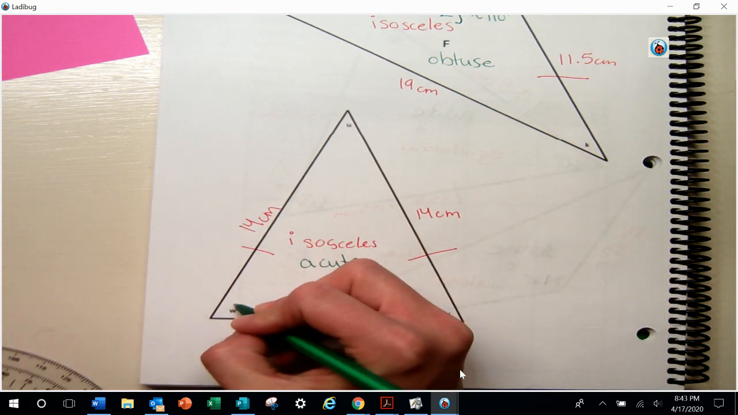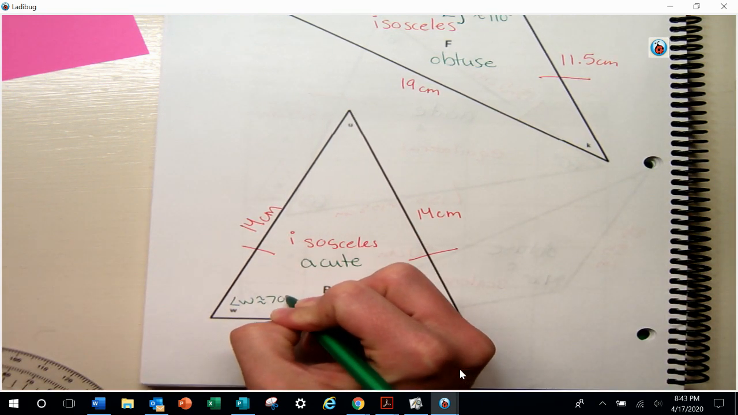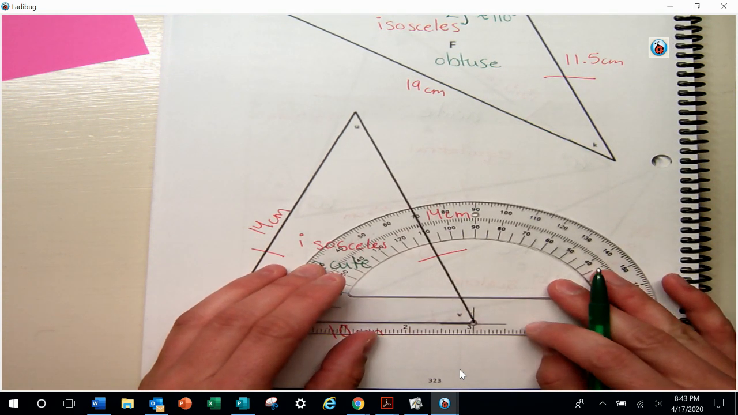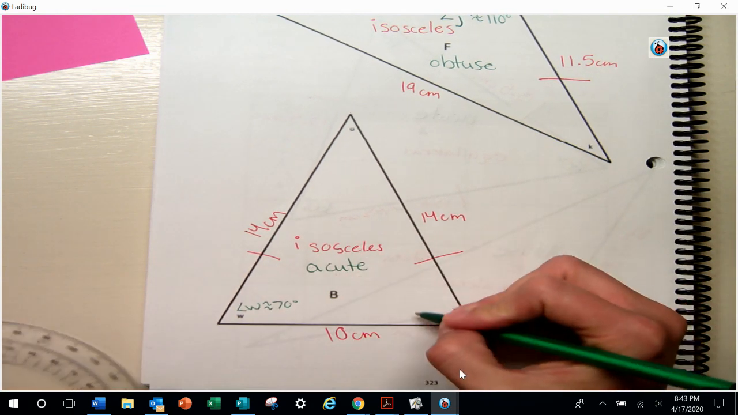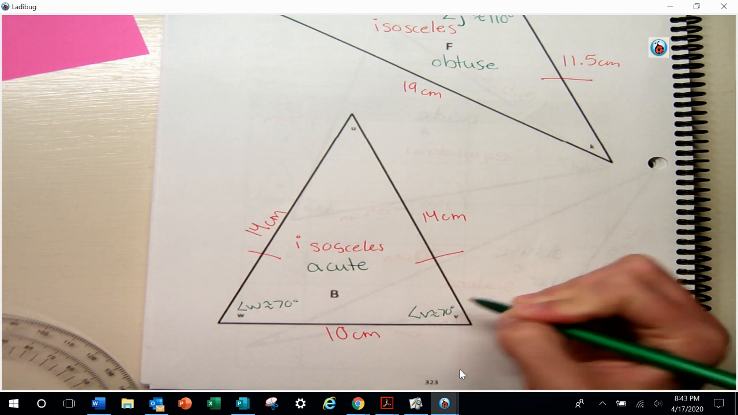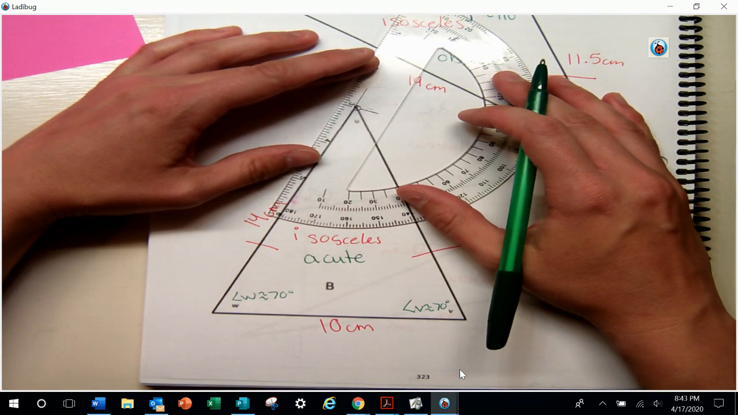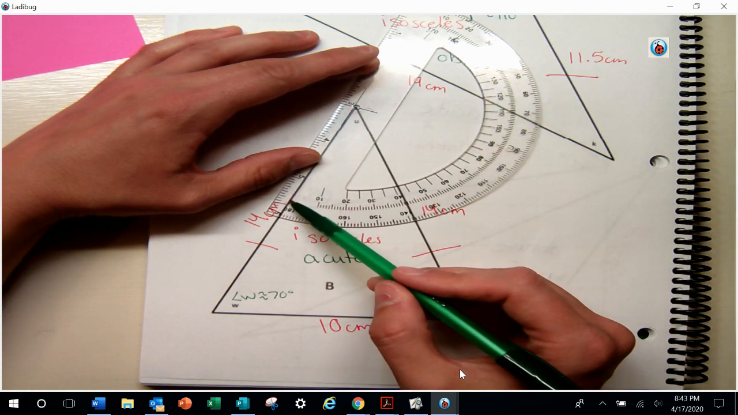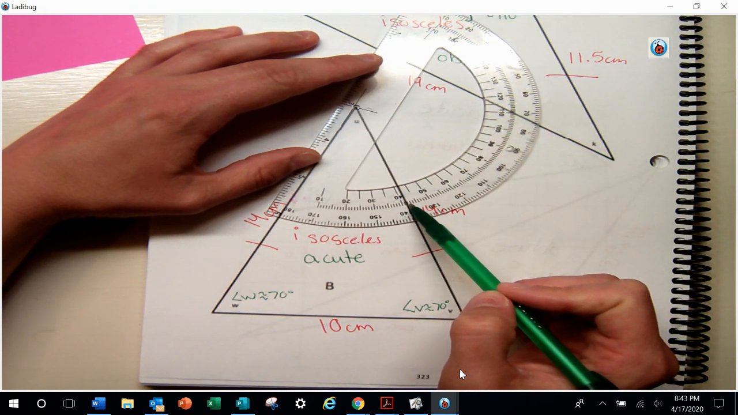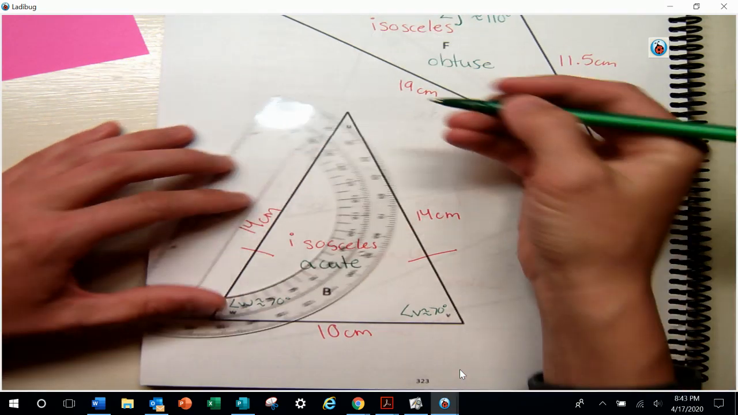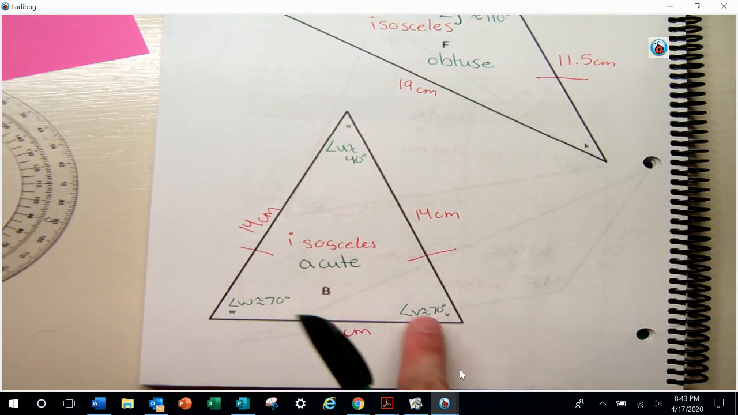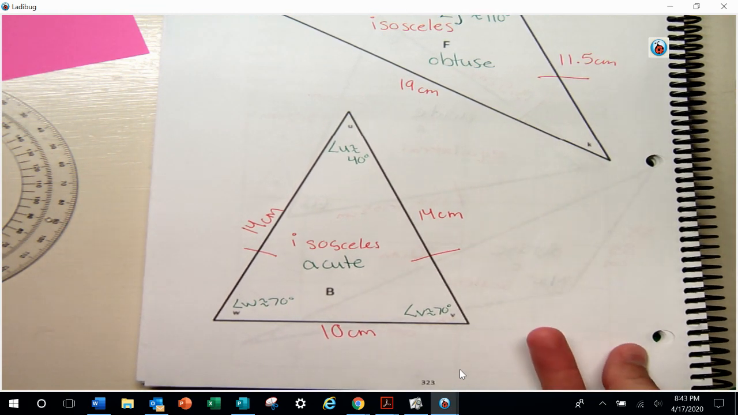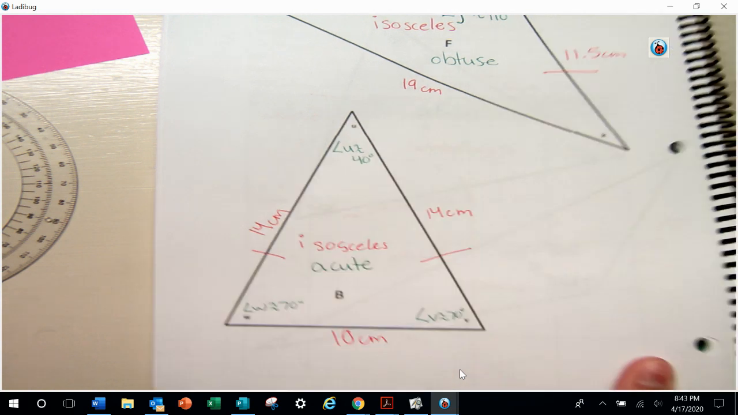So this angle W is approximately 70 degrees. I'm going to use my outside numbers. Angle V is approximately 70 degrees, and angle U is approximately 40 degrees. Okay, so all of these were less than the 90 degree angle. So all angles are acute. That means it's an acute triangle. Okay, let's keep going.